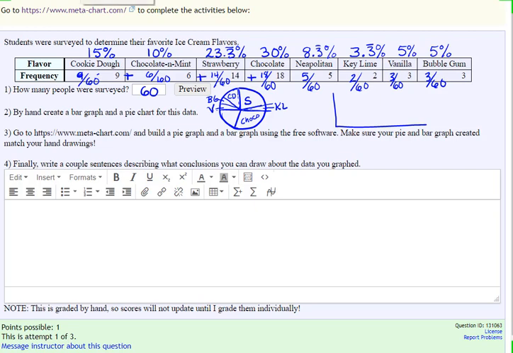So I need to go through and just double check. I've put the cookie dough here, so check. I have not done chocolate and mint yet, but I've done the strawberry, check. The chocolate, check. The Neapolitan I have not done. The key lime I've done here, so check. Vanilla and bubblegum, those are all spoken for. So the only two that are left are the chocolate and mint and the Neapolitan. So what I'm going to do is make the chocolate and mint just a little bit bigger than the Neapolitan.